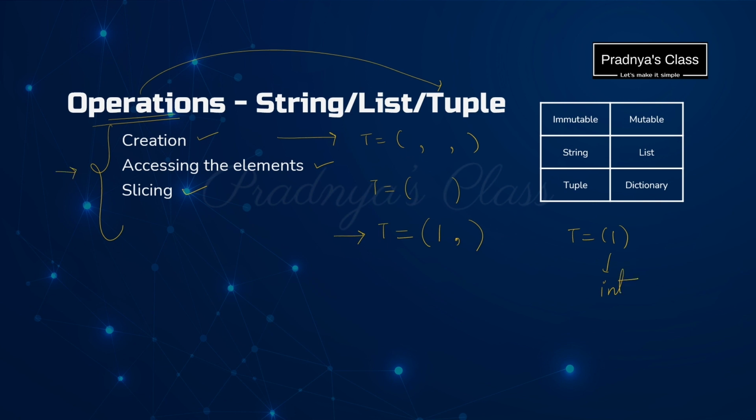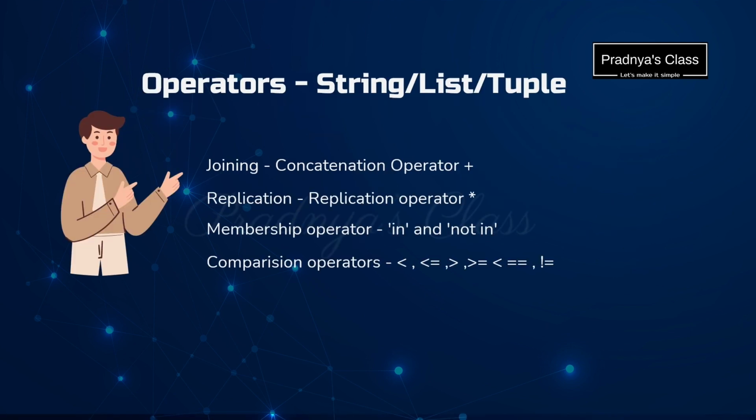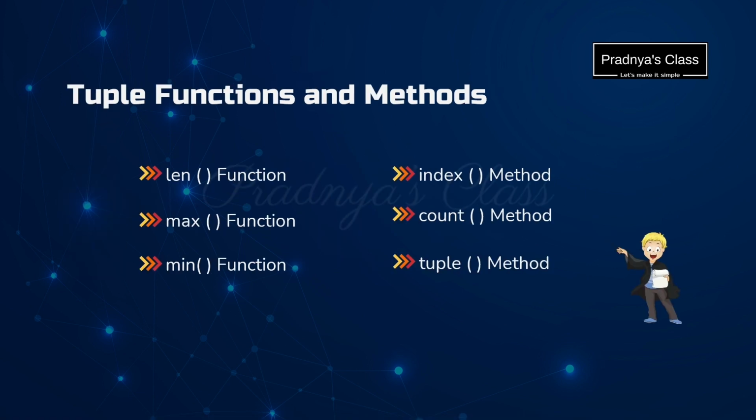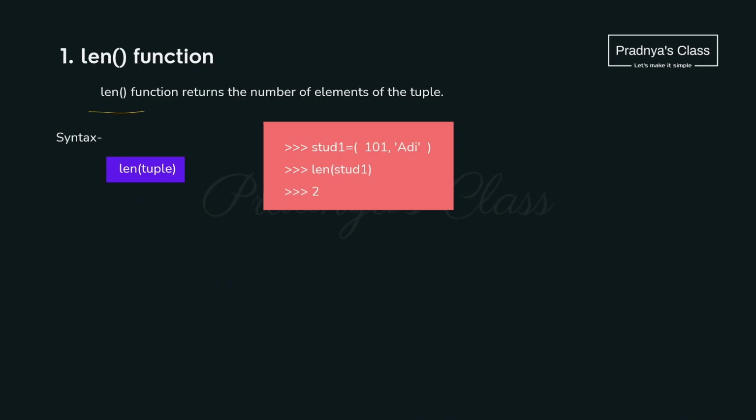The other two operations we perform in exactly the same way. These operators also work exactly the same way. Now it's time to check out some of the functions and methods associated with tuple. With the len function, we get the number of elements in the tuple. In this tuple, there are 2 elements.